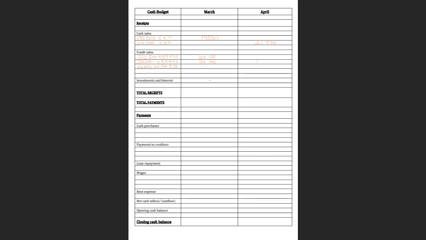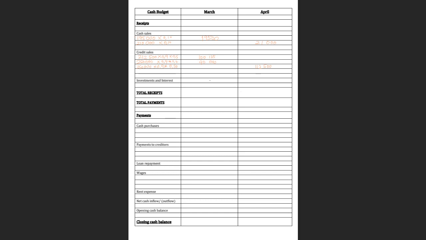So that is 112. Oh, sorry, I'm writing it in the wrong block. So that is 112,500. Okay, so that was your month of February. So let's go back to your cash budget.